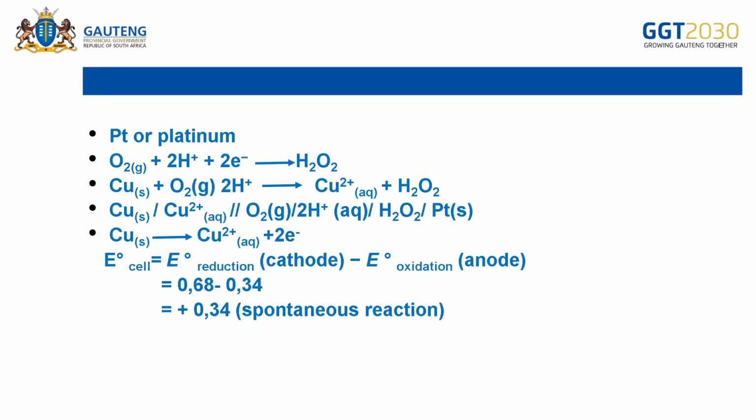Right. Next question. Write down the cell notation. That was the cell notation that was expected there. And lastly is calculate the E theta cell, which is the EMF. So the formula is still the same. Reduction minus oxidation. So we are going to say 0.68 for the cathode minus 0.34 for the anode. The answer was 0.34, which is still indicating that is a spontaneous reaction.